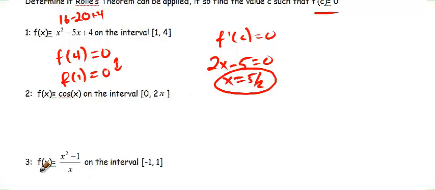Let's look at this one down here, number 3. This one does not work because 0 is in the interval. Does not apply.